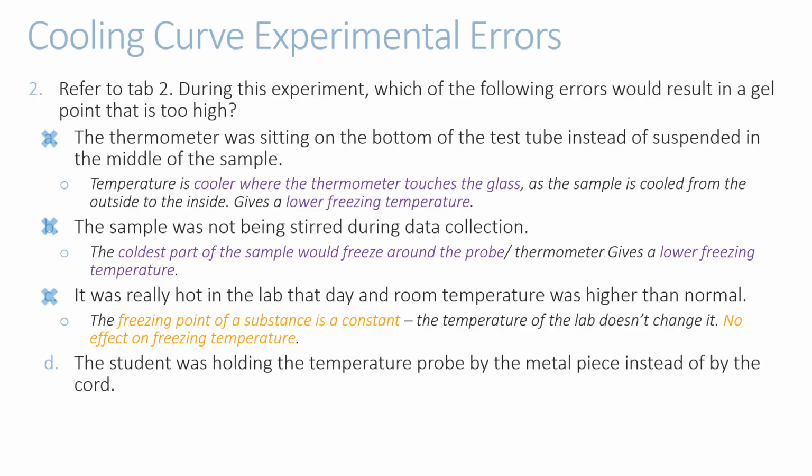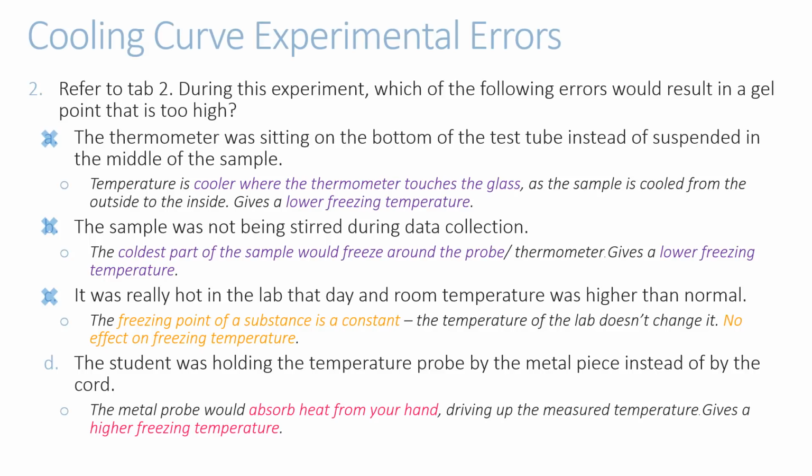The last choice is choice D. The student was holding the temperature probe by the metal piece instead of by the cord. The temperature probe measures along the length of the metal probe, so if you're holding that with your hand, that probe is going to absorb some heat from your hand, and that's going to drive up the measured temperature. So this error could possibly give us a freezing point that is too high.